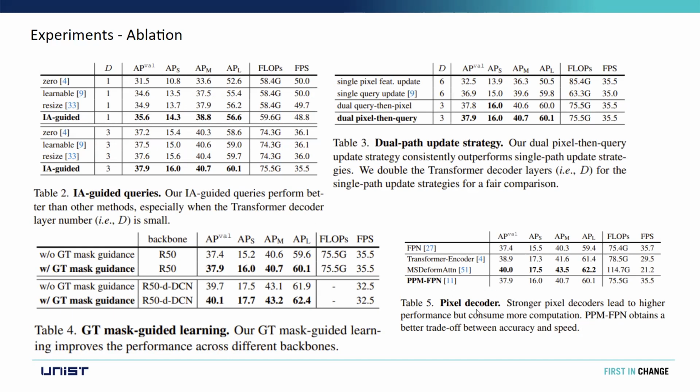And then about the pixel decoder, as you can see, if you use the bigger pixel decoder like MS deformable attention, we have very good AP scores, 40, but if you check the FPS, it's 21. It's basically not real time. And the FLOPs are much higher than the others. And if you use FPN alone, it doesn't do well in terms of AP, but if you use PPM FPN, the pyramid pooling module FPN, then our accuracy is slightly better.